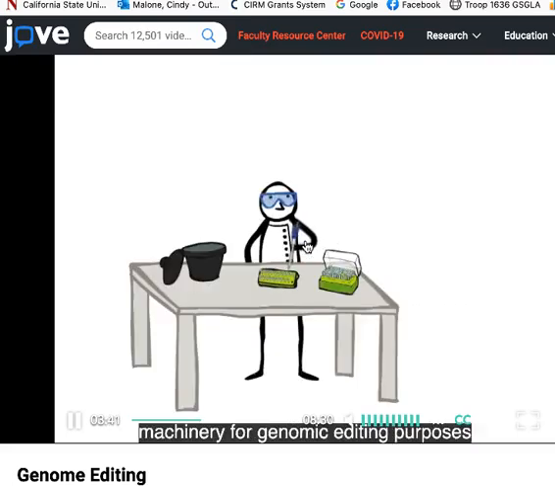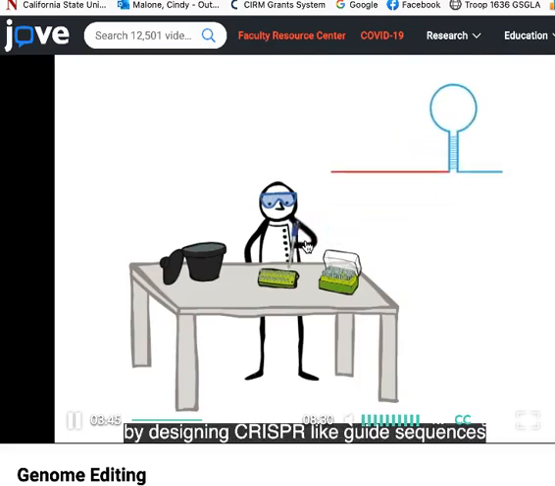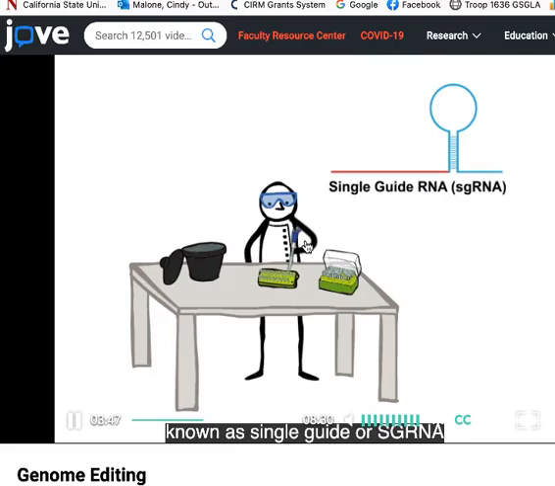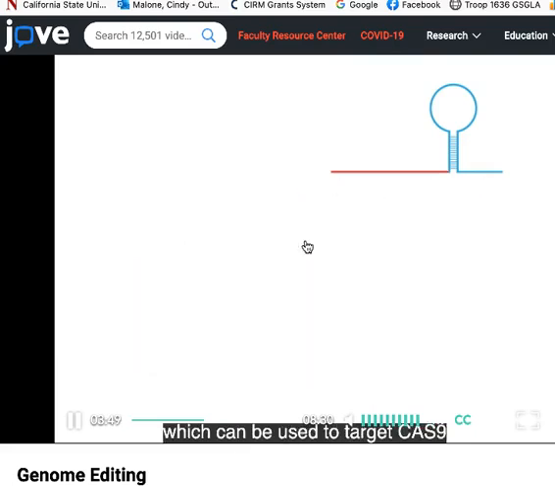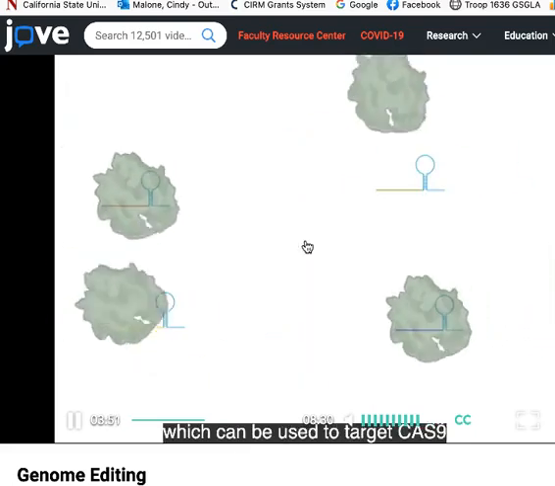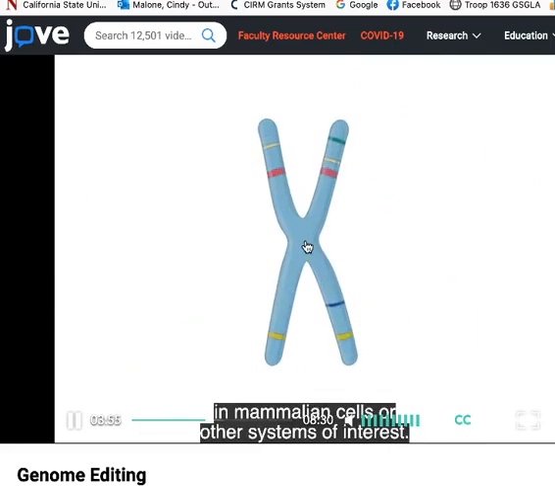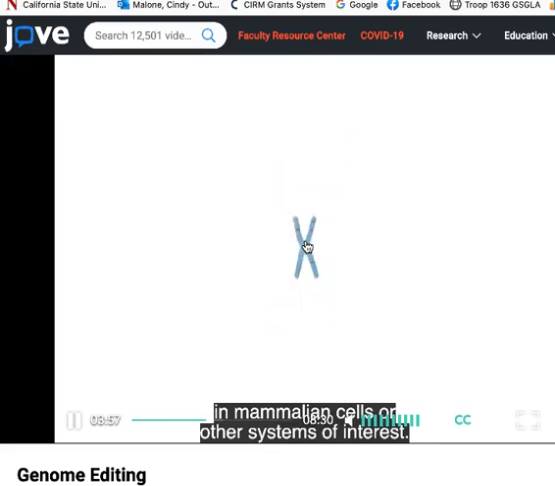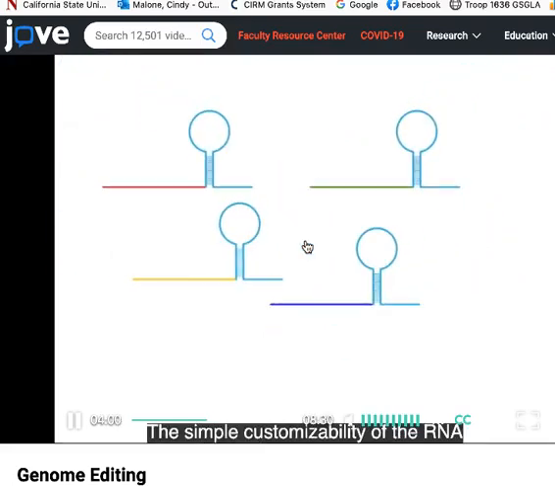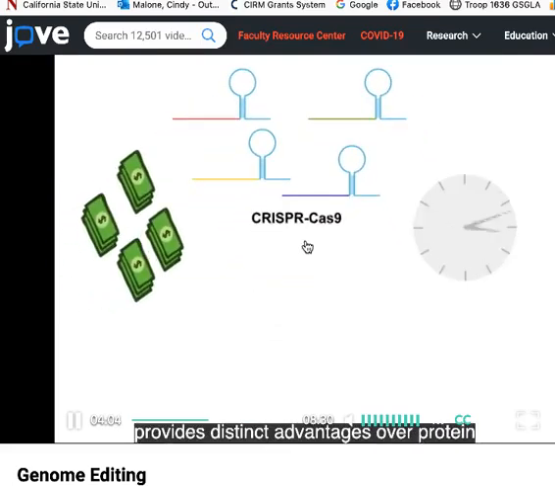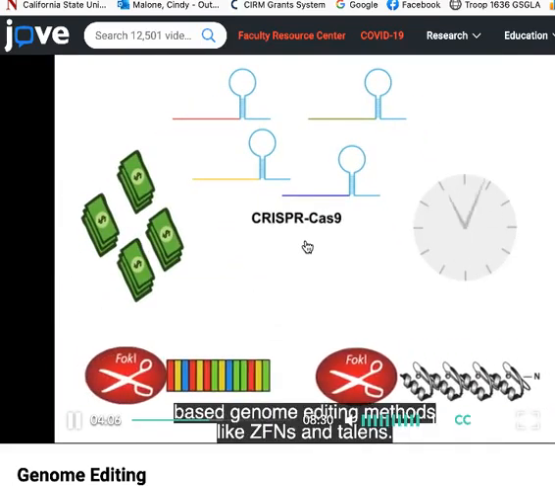Scientists are harnessing the CRISPR machinery for genomic editing purposes by designing CRISPR-like guide sequences known as single guide RNA, or sgRNA, which can be used to target Cas9 to almost any desired genetic sequence in mammalian cells or other systems of interest. The simple customizability of the RNA sequence-based CRISPR-Cas9 system provides distinct advantages over protein-based genome editing methods like ZFNs and TALENs.